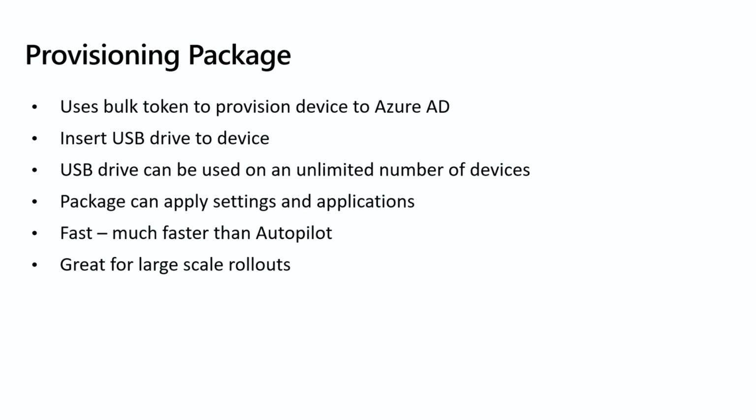And with Autopilot, you can probably reduce it, but you're probably getting back maybe down to 10 to 15 minutes. But could we go faster than that? Well, a provisioning package can make that faster if we can put everything into that package. And so if we're doing these huge, large-scale rollouts, provisioning might actually be better than using Autopilot.